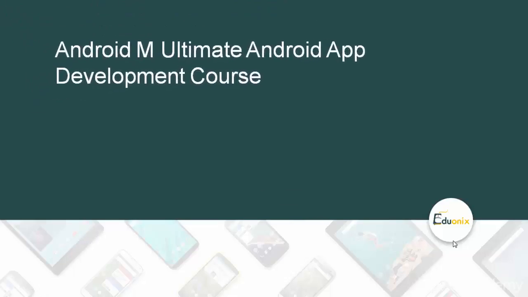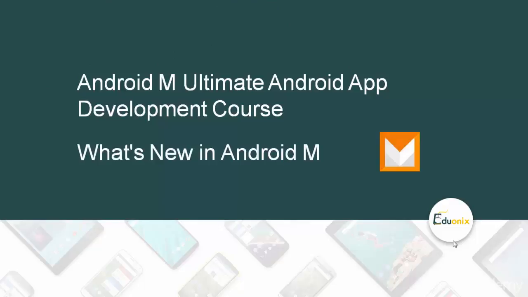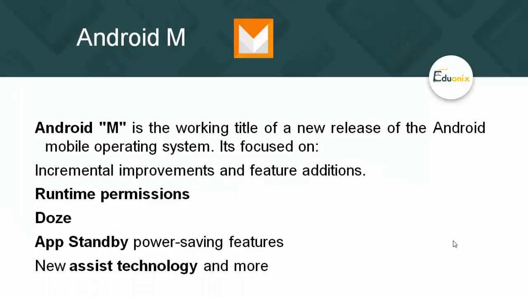Now that we have a background for where Android has come from and where it's heading, let's talk about what's new in Android M, the latest version of Google's mobile operating system. Android M is the working title of a new release of the Android mobile operating system. First unveiled at Google I/O on May 28, 2015, on August 17, 2015, Google revealed that the M stands for Marshmallow and has officially named Android M Android 6.0 Marshmallow.